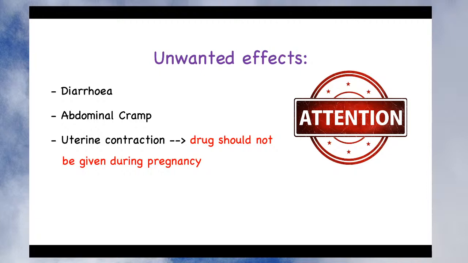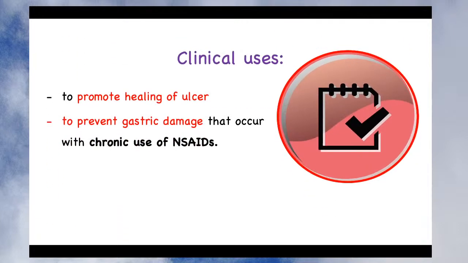So these are the unwanted effects related to prostaglandin analogs. The drug we have studied is Misoprostol. Let's see what the clinical uses are. Misoprostol is used to promote healing of the ulcer and also to prevent gastric damage that occurs with chronic use of NSAIDs.